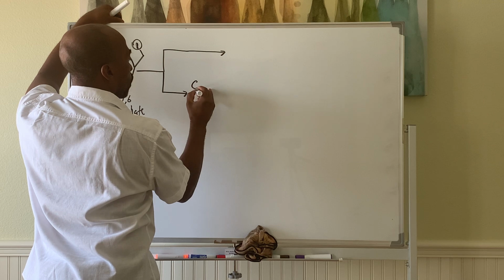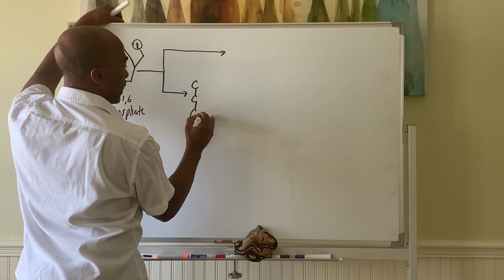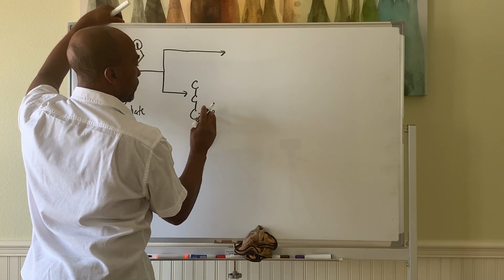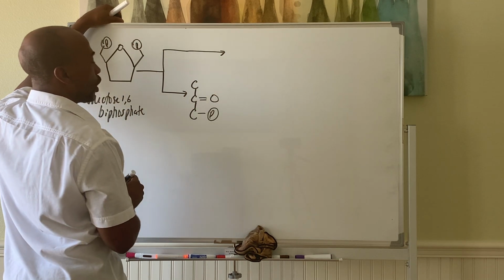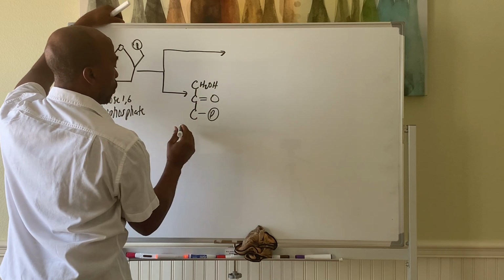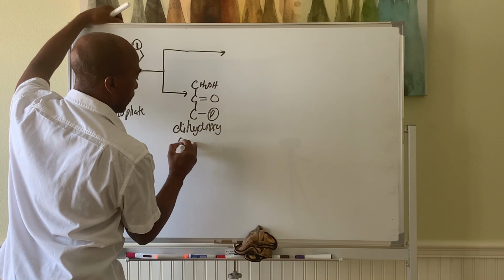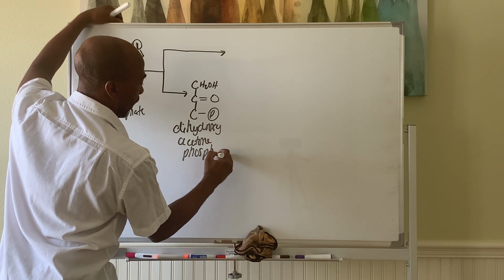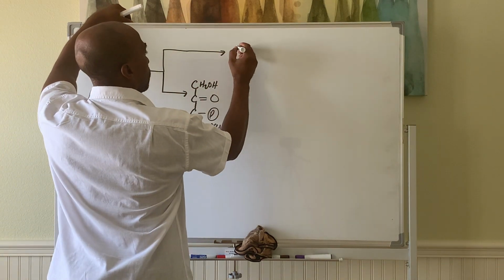So it's a 3-carbon molecule, 1 carbon there, 1 there, 1 there. The third one is attached to a phosphate group, like so. The second one is attached to an oxygen, carbonyl group. And this is CH2OH. So this is called dihydroxyacetone phosphate.